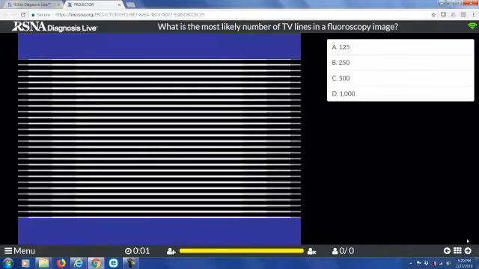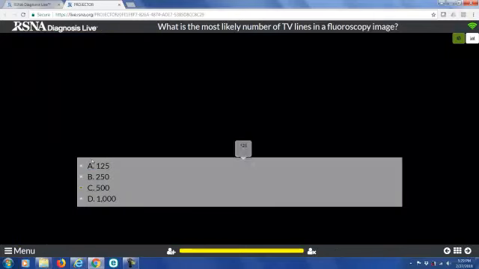What is the most likely number of TV lines in a fluoro image? Your options are 125, 250, 500 or 1000. Pause your video recordings until you have sussed this one out. And the correct answer is that would either be 500 or 1000.